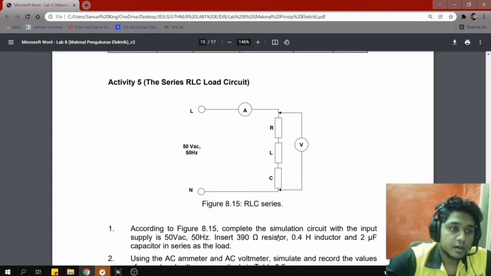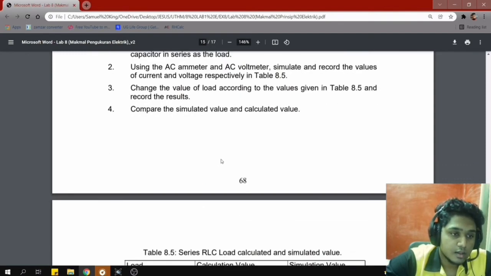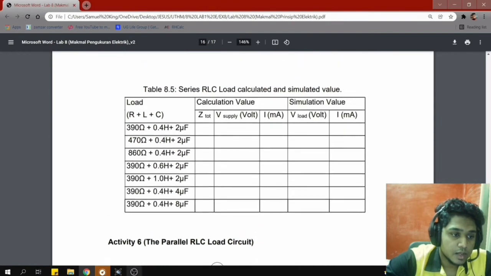So I'll be explaining about activity 5 again. This is a 50 VAC source with 50 Hz frequency, connected with an RLC load in series. We need to measure the ammeter and the voltage. So these are the values that we are required to simulate.